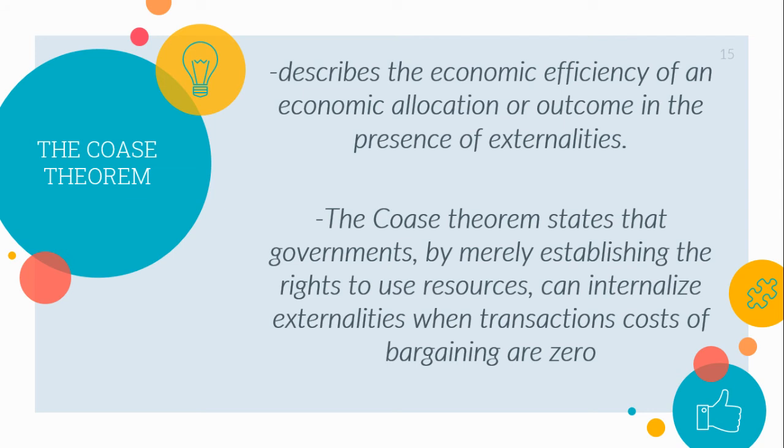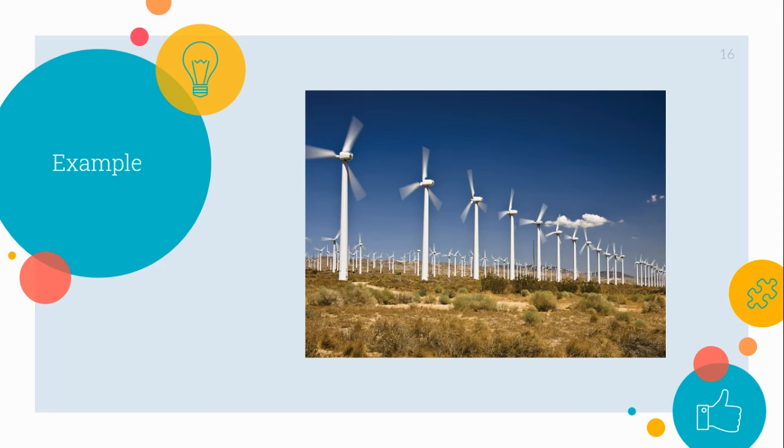If a government lowers transaction costs, efficiency will be improved in cases for which new gains from trading outweigh the costs involved in establishing or modifying pre-existing property rights. So this Coase theorem states that governments, by merely establishing the rights to use resources, can internalize externalities when transaction costs of bargaining are zero. So how does it work in practice?